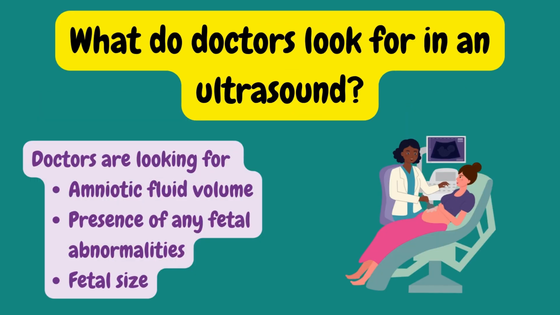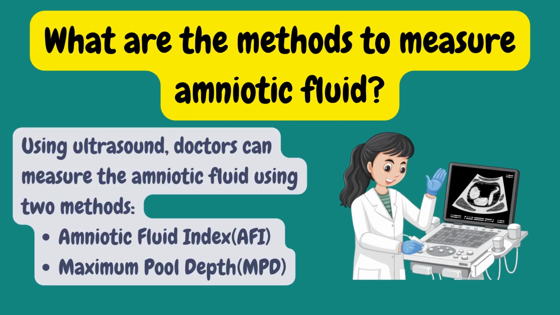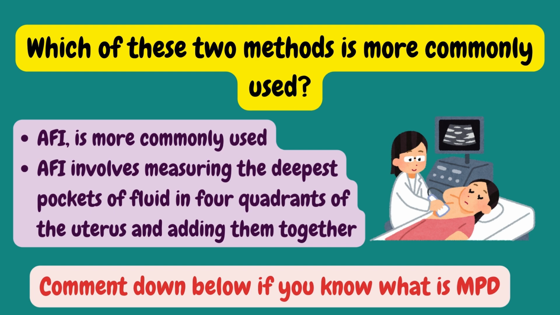What do doctors look for in ultrasound? In ultrasound, the doctors are checking the amniotic fluid volume, fetal abnormalities, and fetal size. Doppler scans may also be used to assess placental function. Using ultrasound, doctors can measure the amniotic fluid using 2 methods, the amniotic fluid index or the maximum pool depth. Between these 2 methods, the AFI is more commonly used.